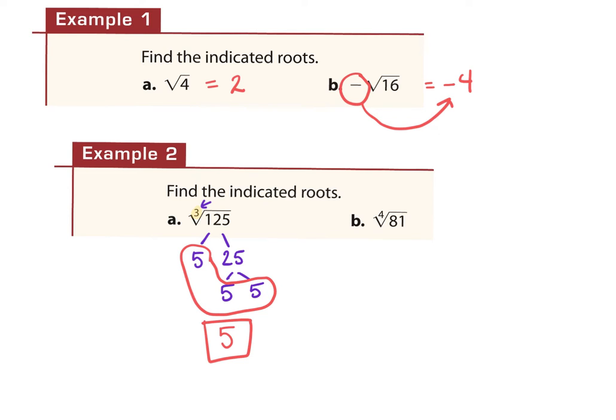Look at the next one. Which root am I looking for in B? The 4th root. So I need something that groups 4 times. Again, you can use your prime factorization. You know that 9 and 9 make 81. You know that each of those makes 3 and 3. I need something that groups 4 times. 1, 2, 3, 4. So my 4th root of 81 is 3.